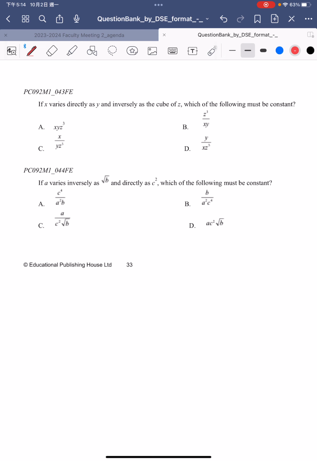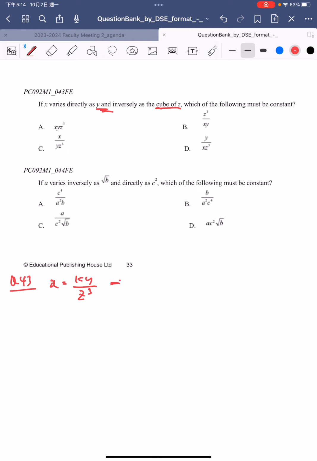we have question 43 here. We have X varies directly as Y. So we have X is equal to kY, but it's "and", so it's a joint variation. And we have the cube of Z. So we have X is equal to kY divided by the cube of Z, Z cubed. Which of the following must be a constant?